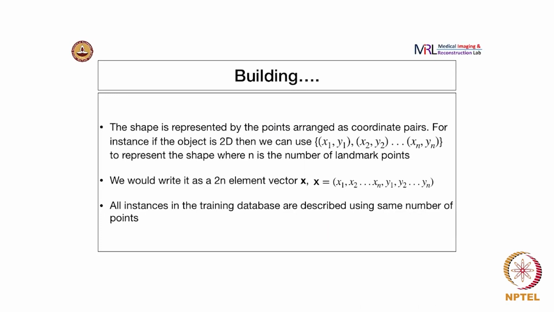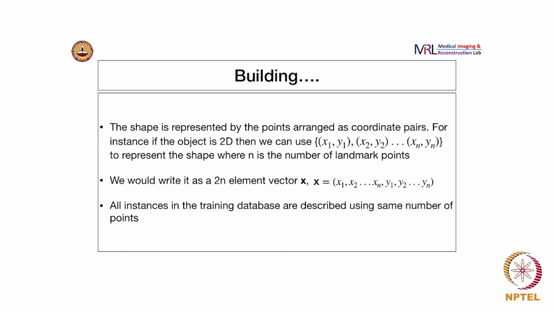Like we saw, the shape is represented by the points arranged as coordinate pairs. For 2D objects, which is what we're going to talk about in this lecture, we use this ordered pair approach, x1, y1, x2, y2, up to xn, yn, to represent the shape. We typically use small n as the number of landmark points. For the sake of analysis, we'll typically write this down as a 2n element vector, that is x1 to xn and y1 to yn. Like I said, all instances in the training database, or example data, should be described using the same number of points. So make sure that the landmark points are present in all instances of the shape in your database.